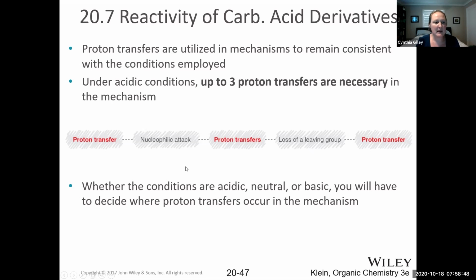We talked about the fact that we may need proton transfers in the nucleophilic acyl substitution mechanism. It's possible to need up to 3 proton transfers. We could need a proton transfer prior to nucleophilic attack. This is likely under acidic conditions. If our leaving group is a poor leaving group, we might need to proton transfer to make it a better leaving group prior to loss of a leaving group. And at the end of loss of a leaving group, if the substrate formed is not neutral, it may require a final proton transfer to make a neutral substrate. When you're drawing mechanisms, you're going to need to decide how many and when to use proton transfers.